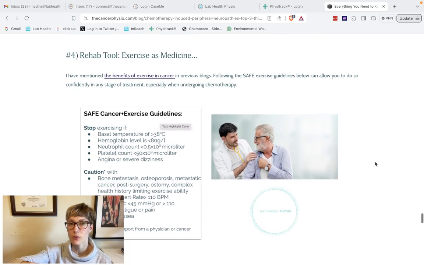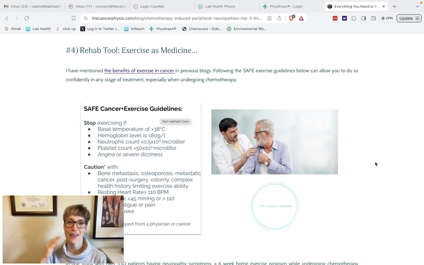The last rehab tool here, of course, is exercise as medicine. Can't talk enough about this. You know that this is my passion, a big part of everything that I support and offer. There are, however, safe guidelines associated with exercising with cancer, and I've highlighted those again on the blog, just for you to understand throughout the different phases of chemo.